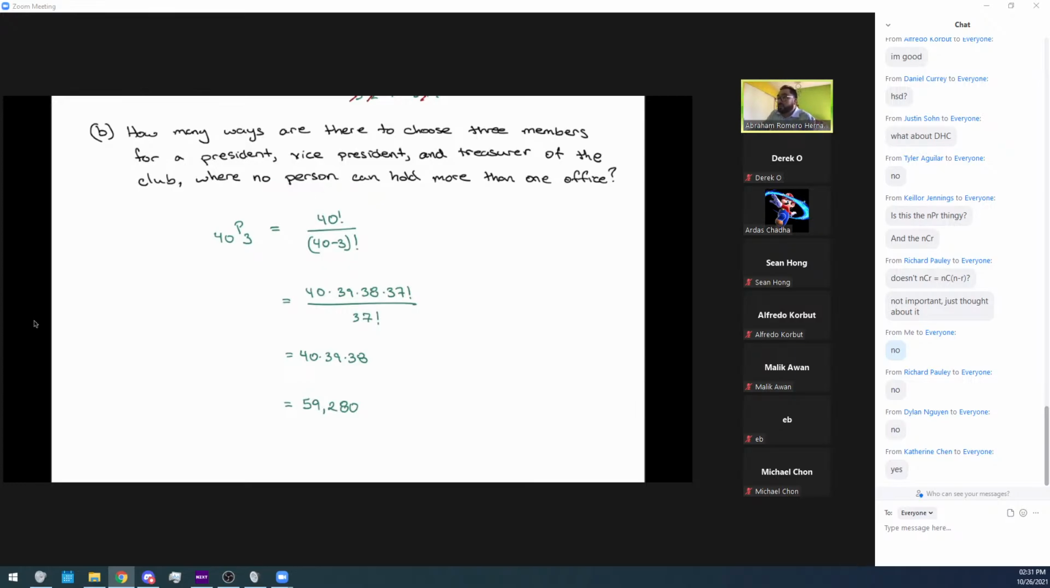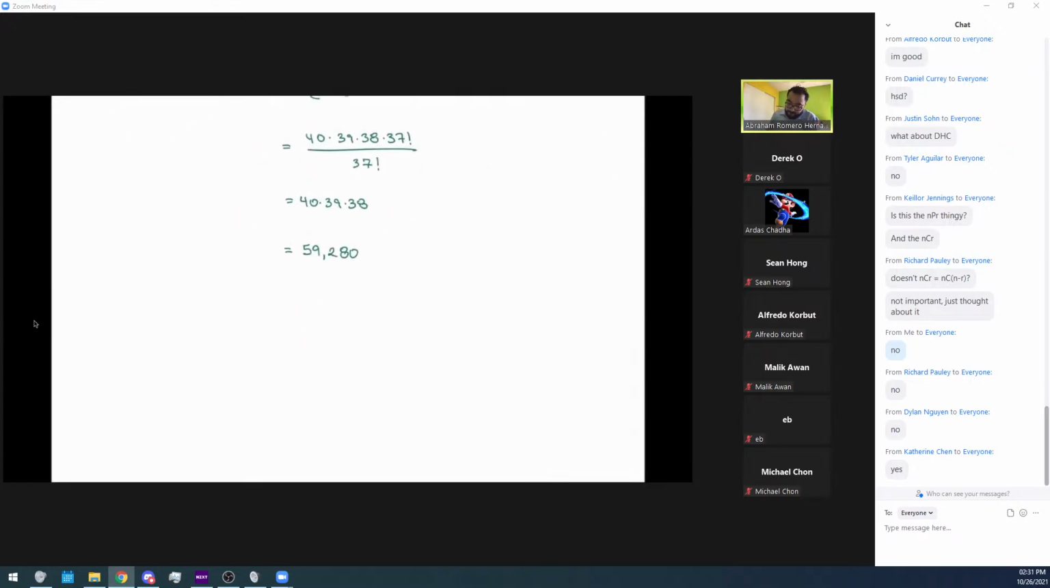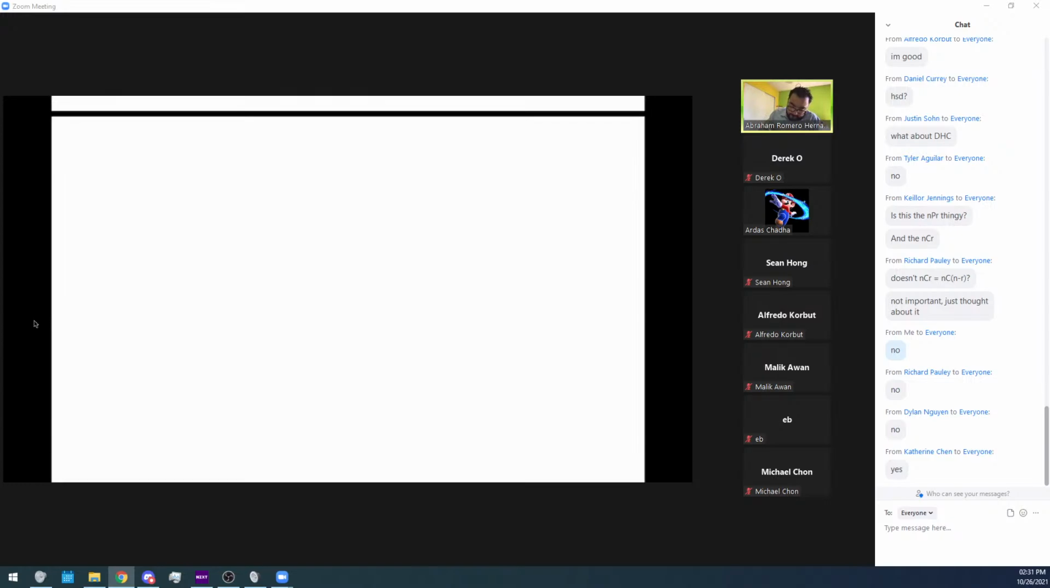Okay, let's do another one. How many bit strings of length 12 contain exactly 3 zeros? How many bit strings of length 12 contain exactly 3 zeros?